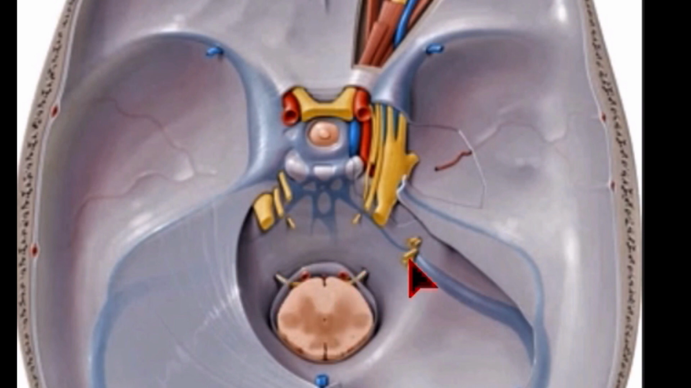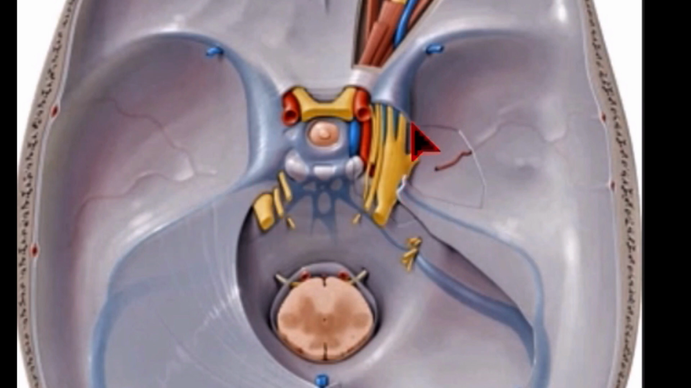This is the internal acoustic meatus through which the 7, 8 is going. We can see this is the 6th cranial nerve. Here is the 3, 4, and this is the trigeminal. We can see here trigeminal, how it is residing on the Meckel's cave. We can see this is the petrous.